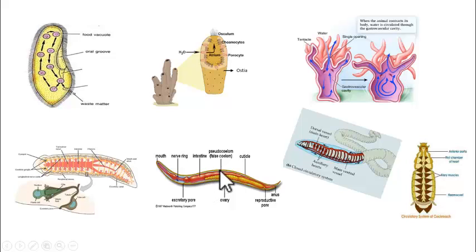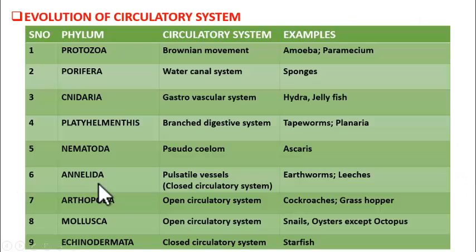So this coelom helps in distribution of materials. How? After digestion, the food material or the nutrients from the digestive system diffuse into the body cavity, and this body cavity distributes it to all the parts that are present in the body cavity. Got it, students? Next is Annelida.